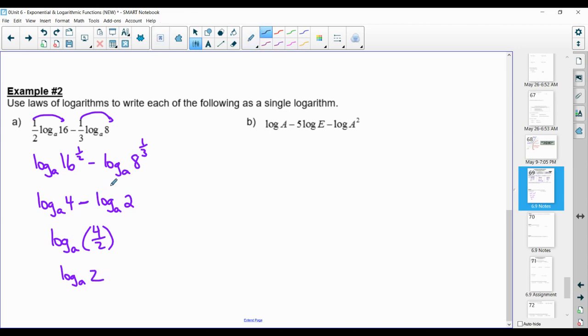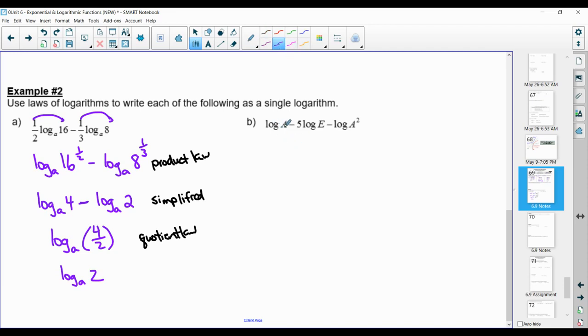So if you wanted to label what we were doing here, we used our power law, then we simplified, and then we used the quotient law. All right, let's take a look at our next question.